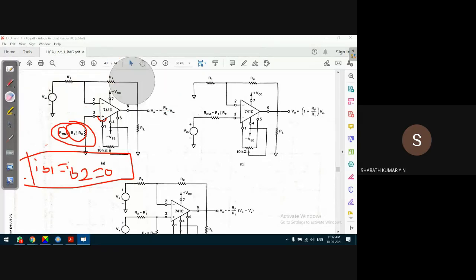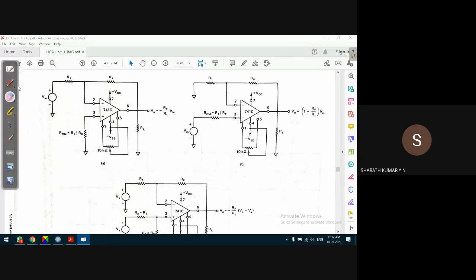See, the point is very simple. It's just a series network. It's not something new we are learning. This point is zero potential because of the virtual ground.